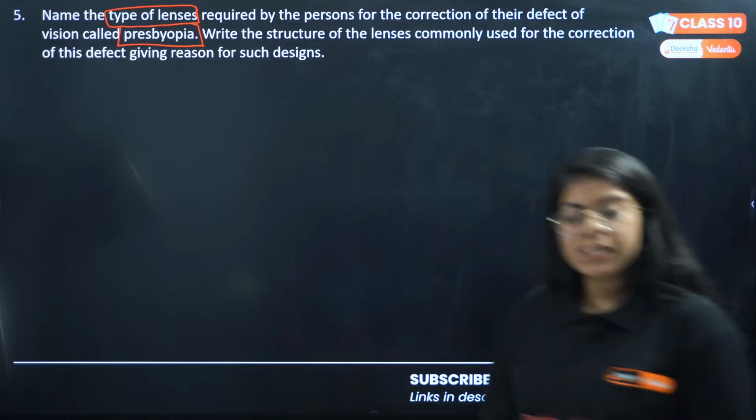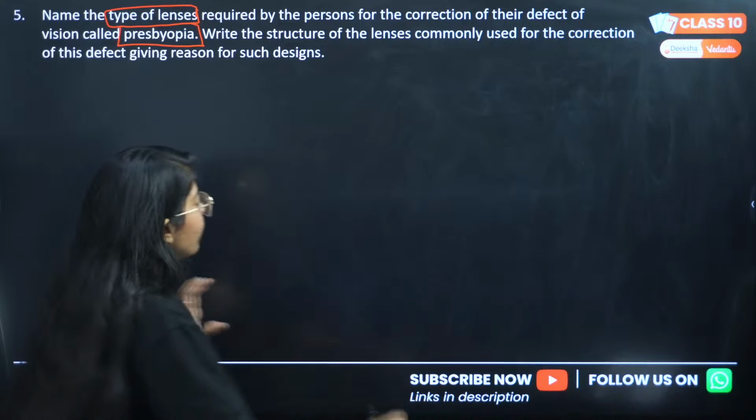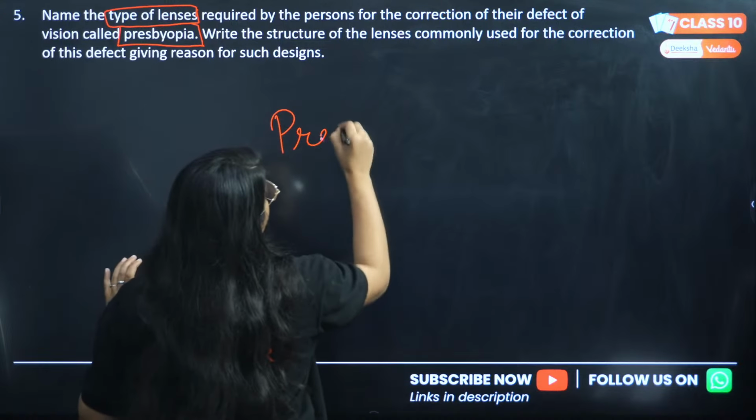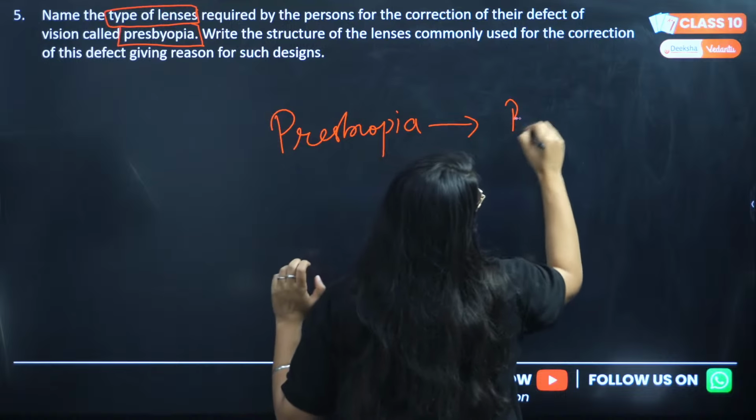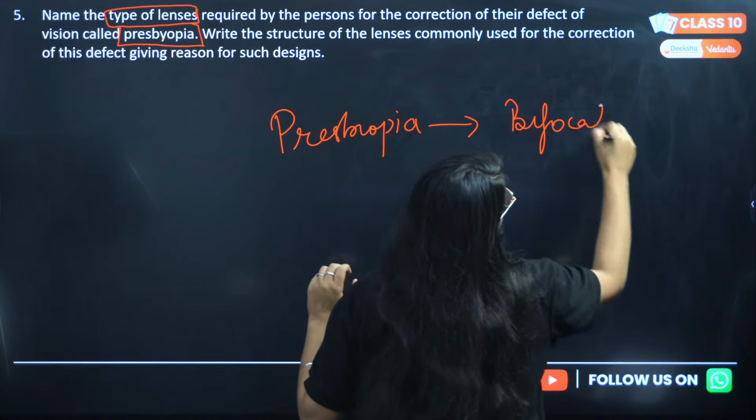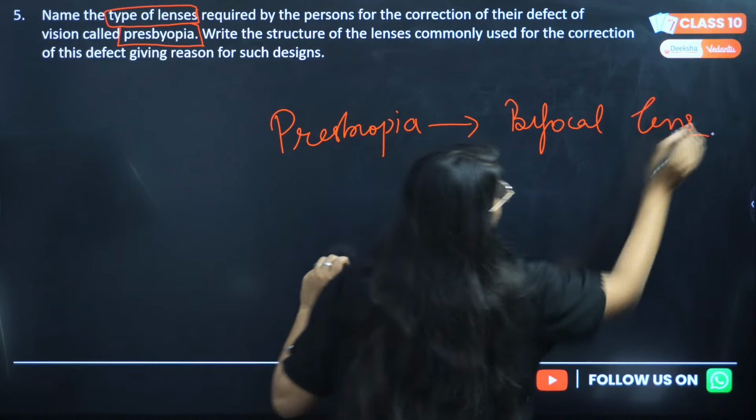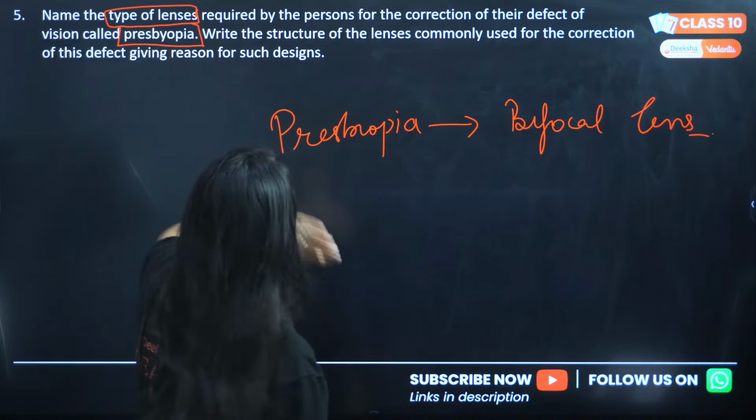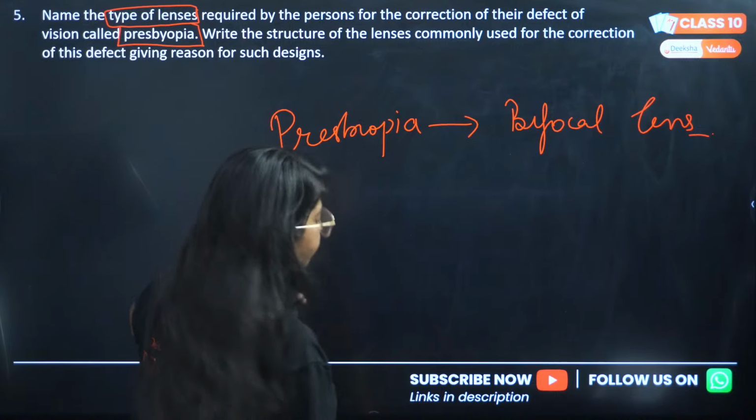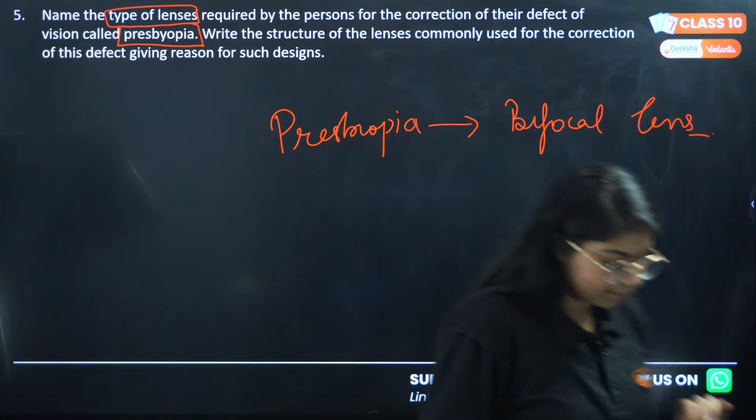So that is called meteorological phenomena, and that is not why a rainbow is formed. Okay, to correct presbyopia, we use bifocal lenses to correct this defect of vision. Write the structure of the lenses commonly used for the correction of this defect, giving reasons for such design.